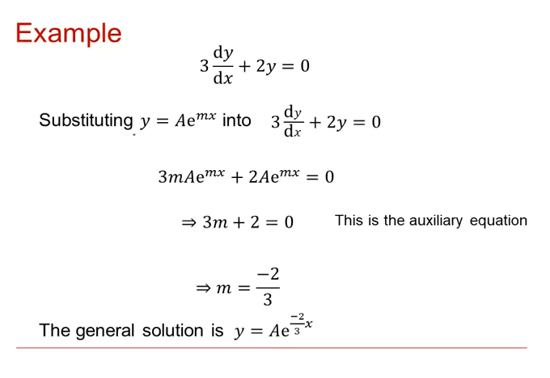So always try and write down the function of y that you are trying, and make sure that you clearly have the auxiliary equation written down at some point. Solve the auxiliary equation for m and use it to write down your general solution.